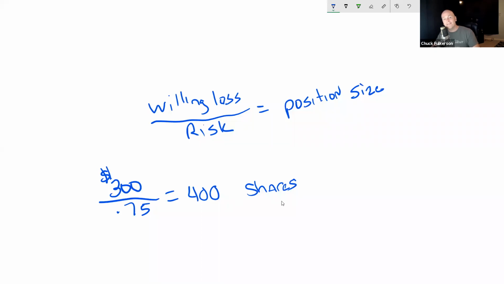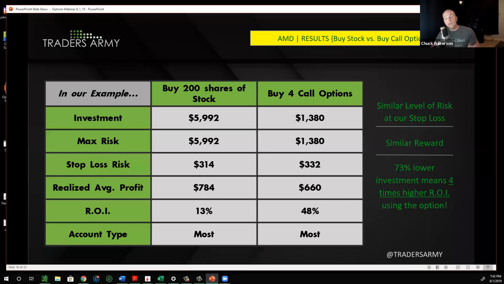Now, that doesn't mean that I would do 4 options contracts, because I then need to go look at the option and see how many contracts I can trade if I'm willing to lose $300. And the way that we do that is we use what are called risk graphs. A risk graph will tell us what we're willing to lose. In about 10 minutes, I'll go through a couple of risk graphs and show you, based on what we're willing to lose, how many we could do.